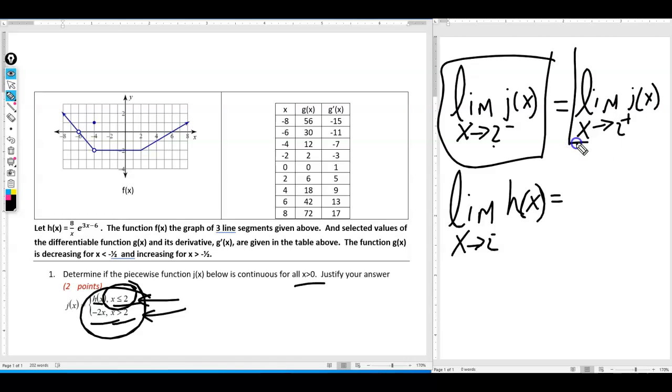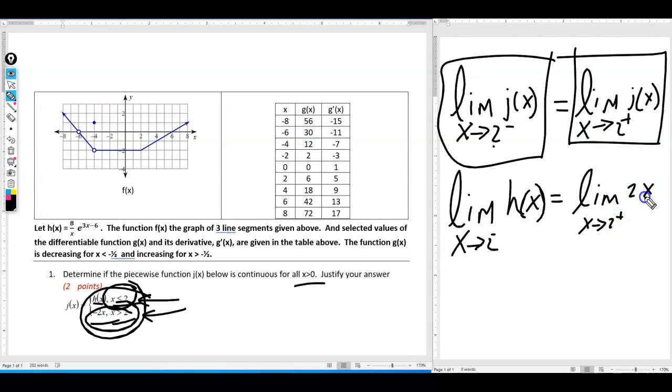Now for this one over here on the right, I'm approaching 2 from the right. I'm approaching 2 from the right, that's the bottom piece. So approaching 2 from the right with the function j of x is going to be approaching 2 from the right with the expression negative.